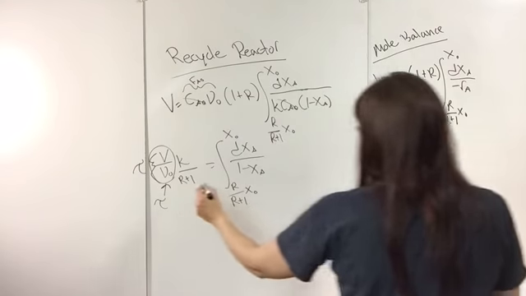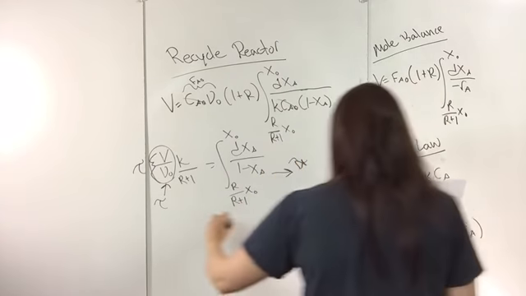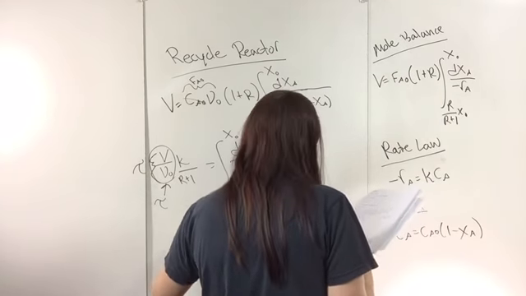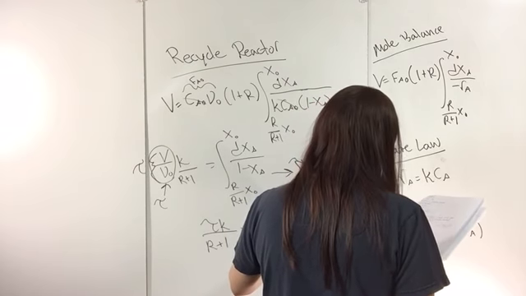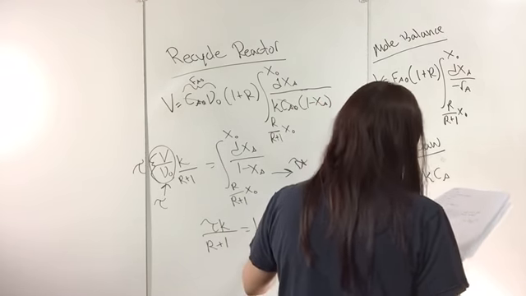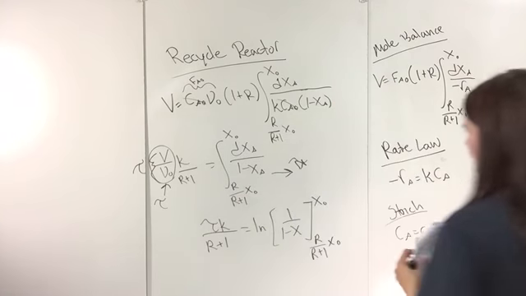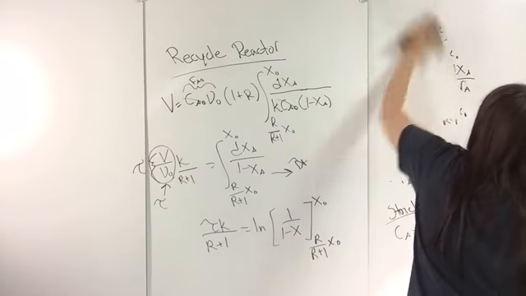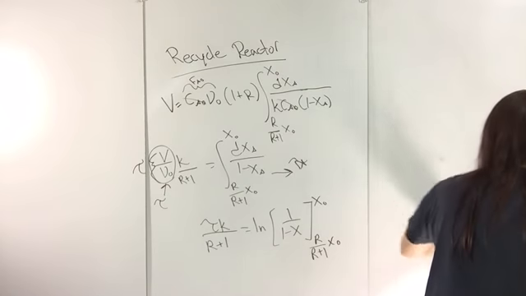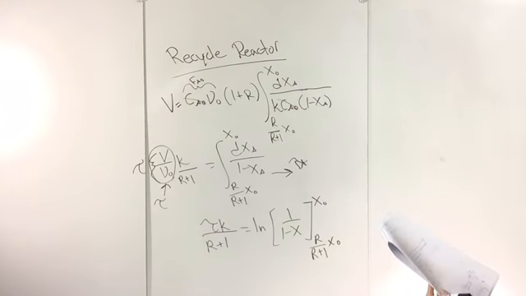And then I'm just going to integrate this. So I get tau k over R + 1 is equal to the natural log of 1 over 1 − X, and then I have the limits of integration here, X_0 over R + 1 X_0. I'm just going to erase some stuff real quick.